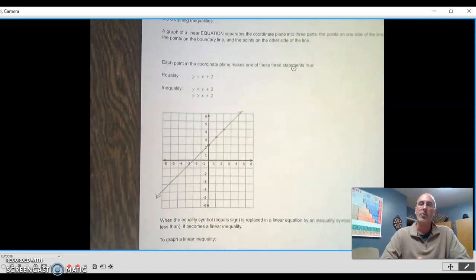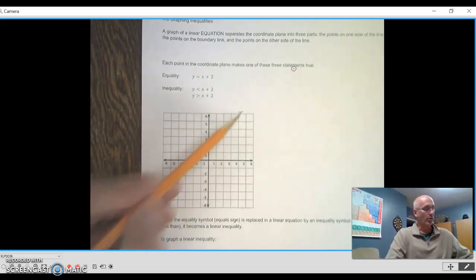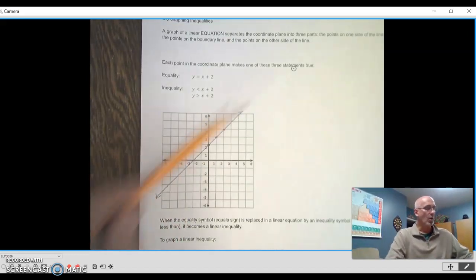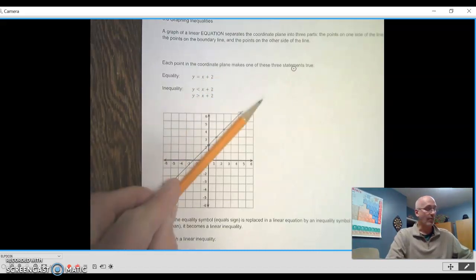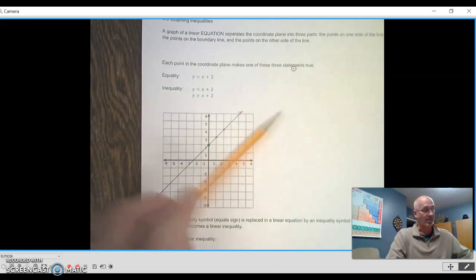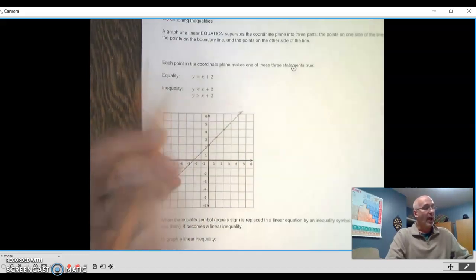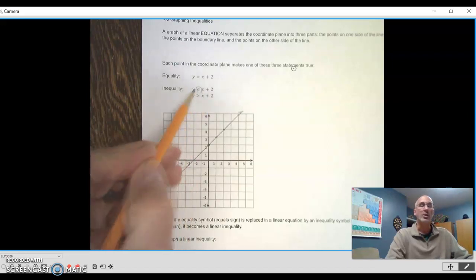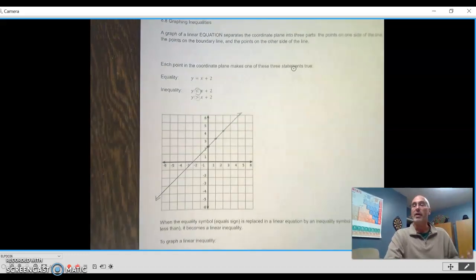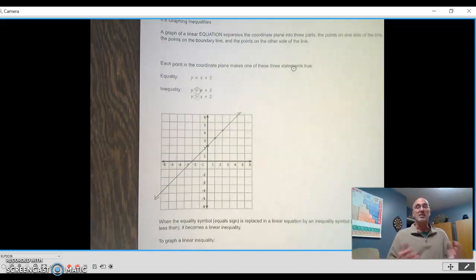As I said before, now we have three distinct sets of points. We have all the points that lie on this line, all the points that are on this side of the line, and all of the points that are on this side of the line. When we have an inequality, we could have the same looking equation, but as soon as we put a less than or greater than in there, that tells us it's a whole new set of points.